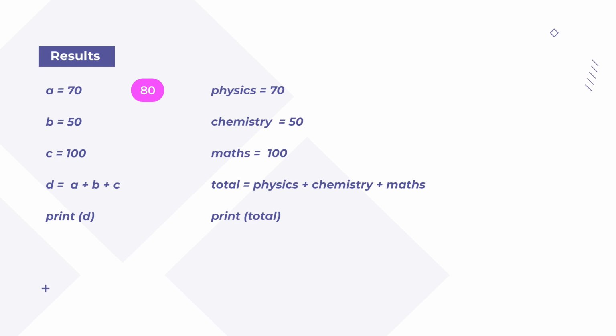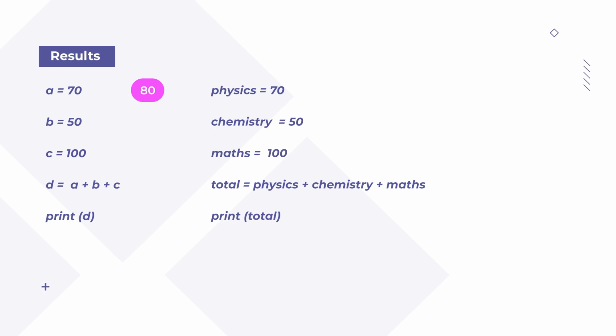So what is the difference between these two programs? The only difference is, my friends, human beings cannot understand the first code. After some time, when we look at it, we will never know what A is storing, what B is storing, or what C is storing. But here, look at this code. These names are meaningful. We always know that physics will store the physics marks, and chemistry is storing the chemistry marks.